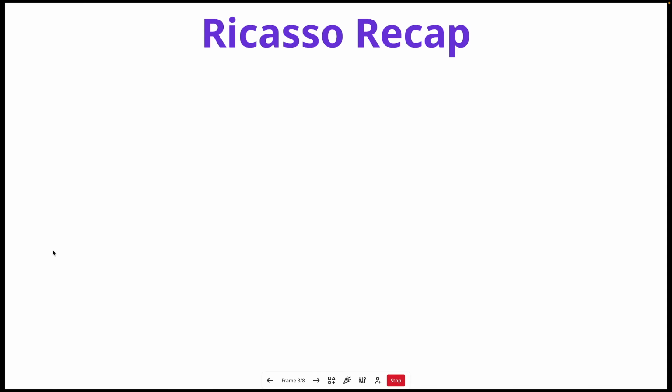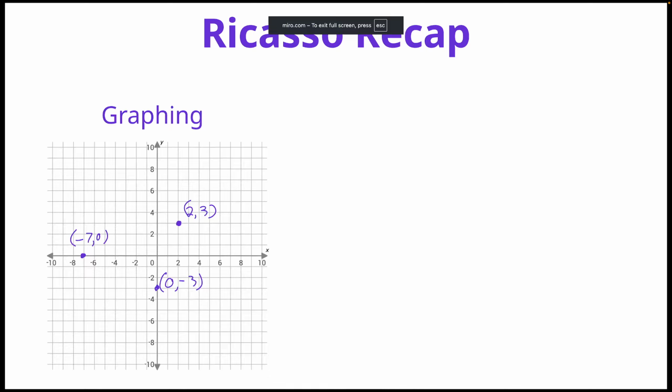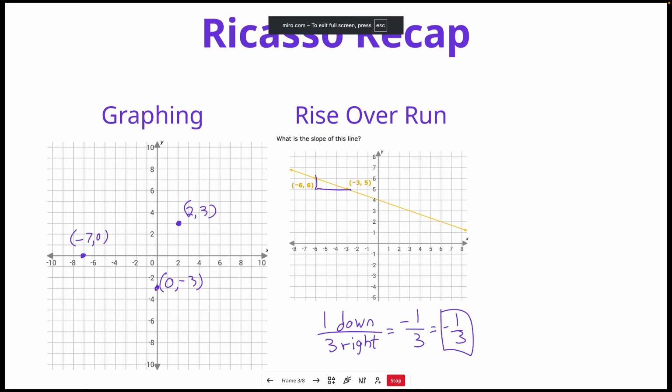Here's what you have to know before you start this lesson in 30 seconds or less. Firstly, you should know how to graph points on the coordinate plane. So if I say (0, -3), you should know how to put that on a graph. Secondly, you should know how to calculate rise over run when given a line and how it relates to slope. And lastly, you should know how to factor expressions, similar to this problem that you see.